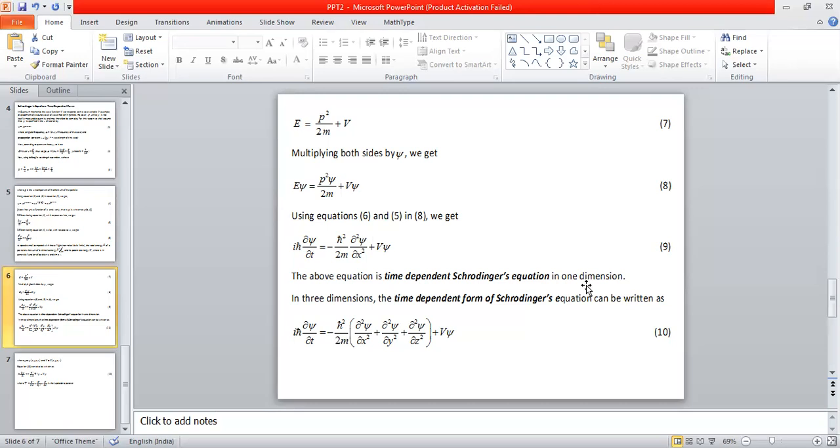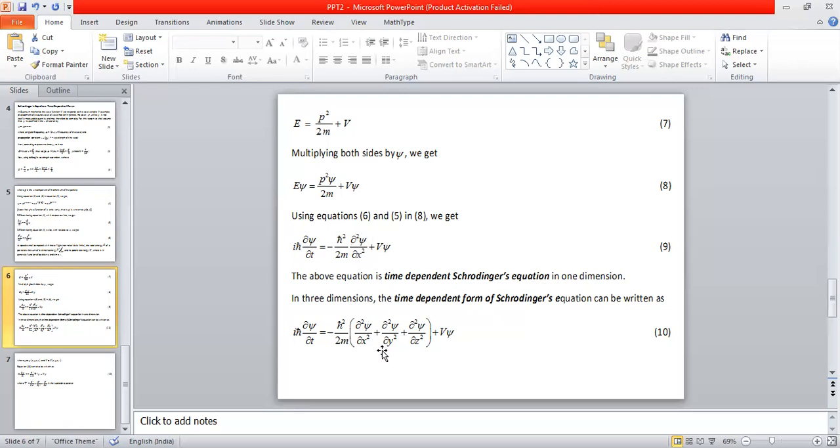Now, the rest of the thing is very trivial. We can generalize the time-dependent Schrodinger equation into 3 dimensions. And in order to generalize, we have to include 2 more terms in the first term on the right side. For example, on the left side we have i h cross times dou psi by dou t. On the right side we have h cross square by 2m. For one dimension we had only one term, dou square psi divided by dou x square.